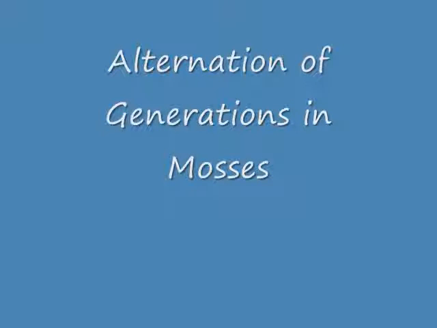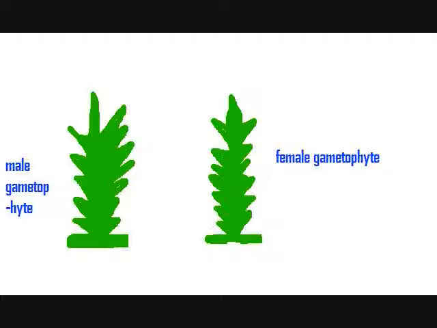And now we're going to explain to you how there can be alternation of generations in mosses. A moss, like all other plants, undergoes a complex life cycle in which generations alternate between haploid and diploid forms. The most familiar form of moss is the leafy form, called a gametophyte. Gametophytes are either male or female.